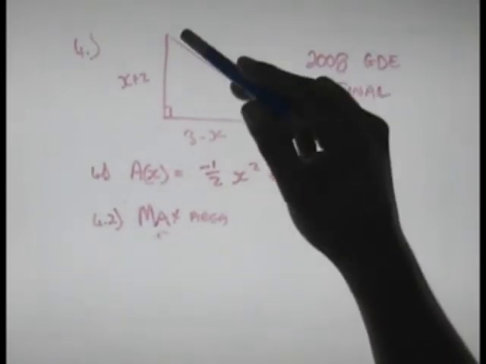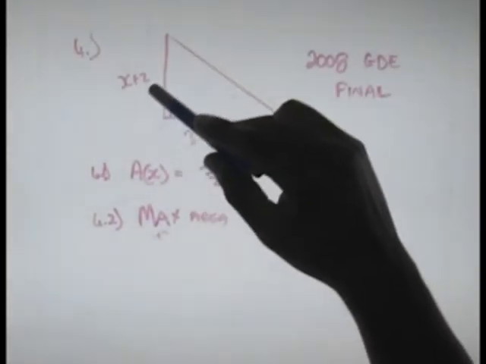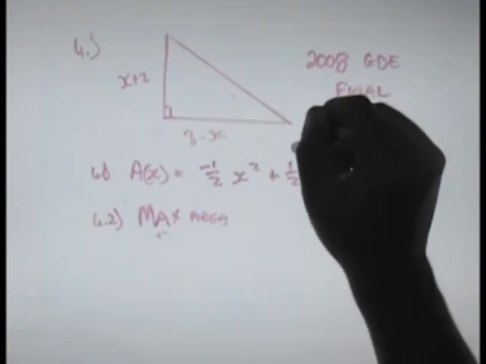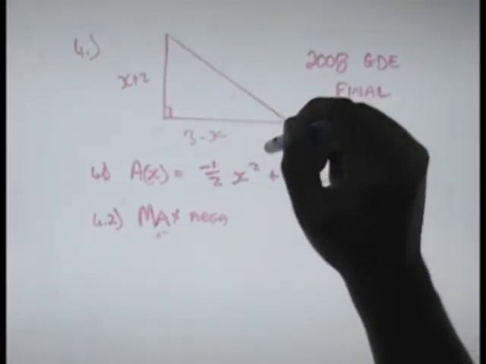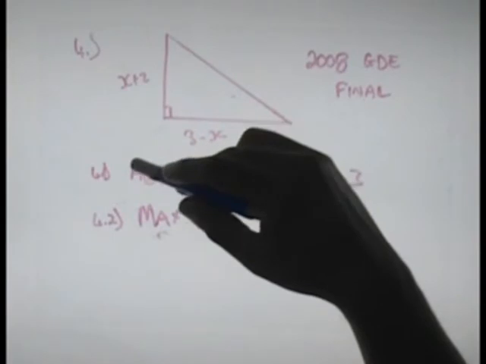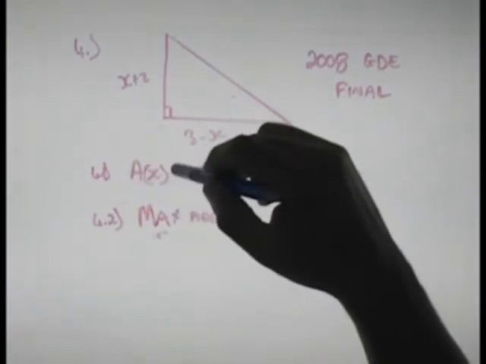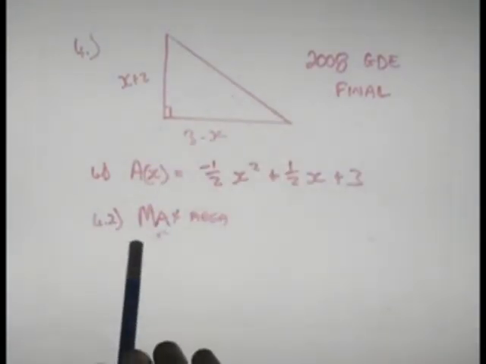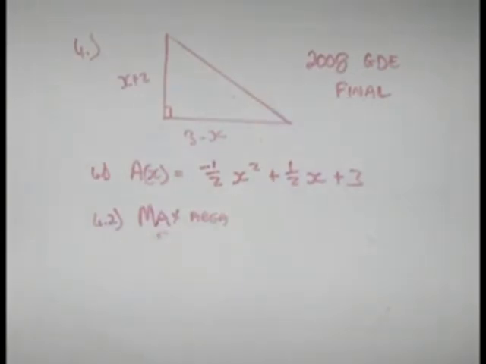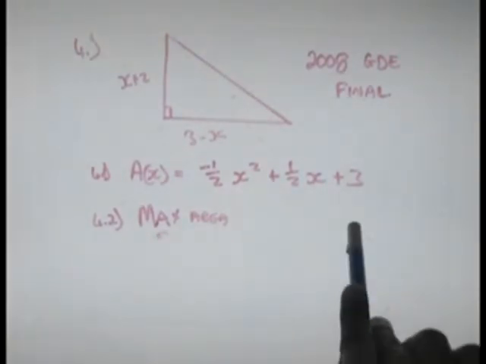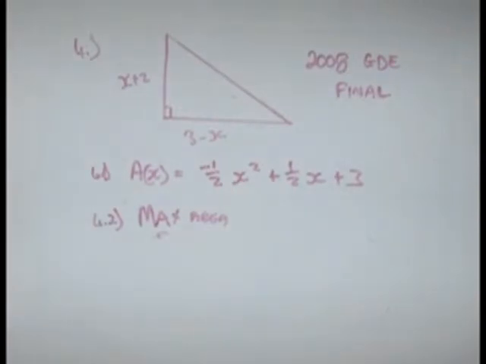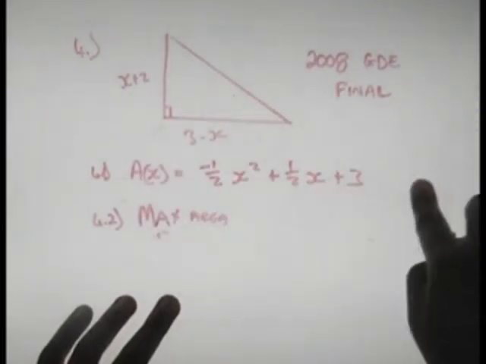It started off by giving us a triangle with sides x plus 2 and 3 minus x. Also, it's a right angle triangle. And they asked us, show that the area as a function of x is given by -1/2x squared plus a half x plus 3. They followed that by asking for the maximum area. We're going to start off by trying to get our area to this.